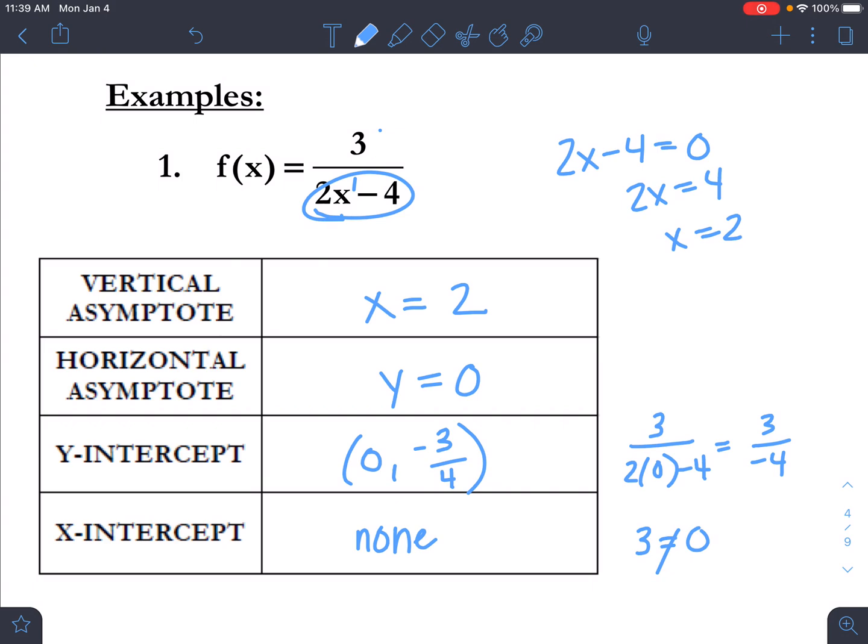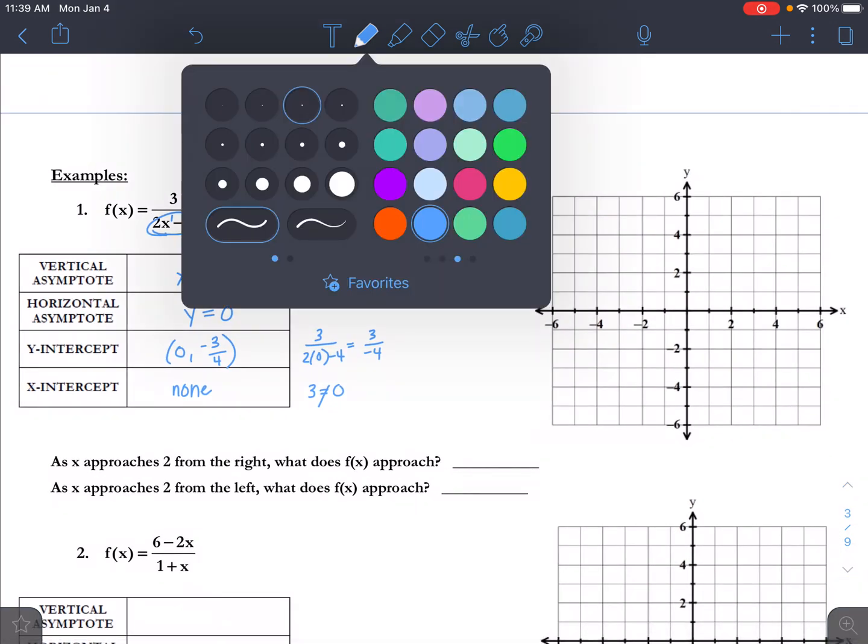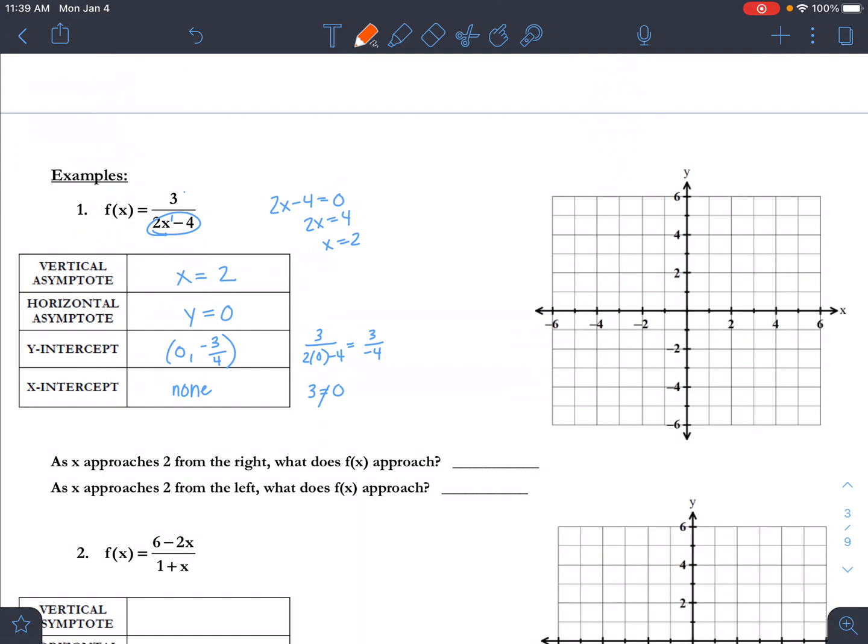Okay, so let's see what's going on here. I would first plot the vertical and horizontal asymptotes. I'm going to pick a dashed line. I'm going to do red. So I'm going to do x equals 2. That's a vertical line at 2. I draw that in. I put arrows. Then I have a horizontal asymptote at 0. Put some arrows on it. Awesome. There's my structure. Those are lines I'm not going to cross, and I'm just going to get very, very close to it.